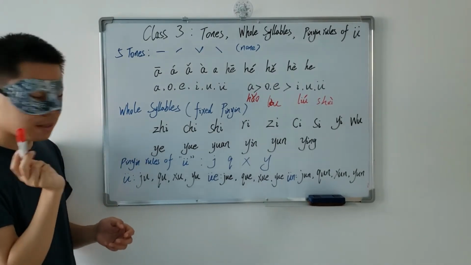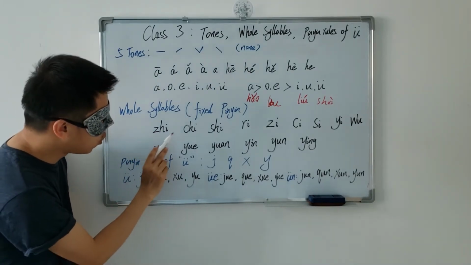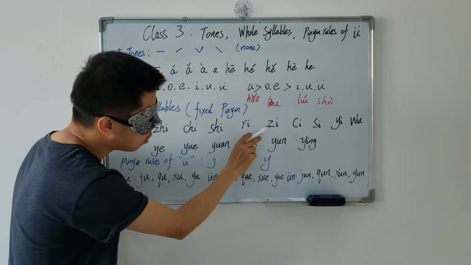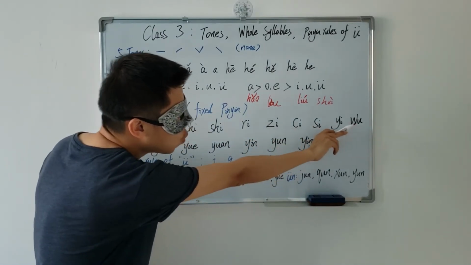It's very easy. You see, we have zhi, chi, shi, zhi, zi, ci, si, yi, wu.